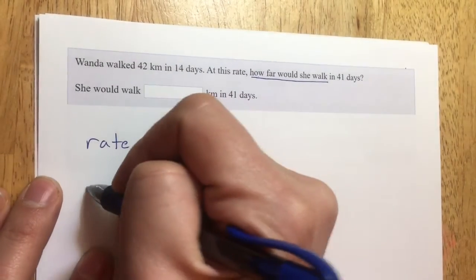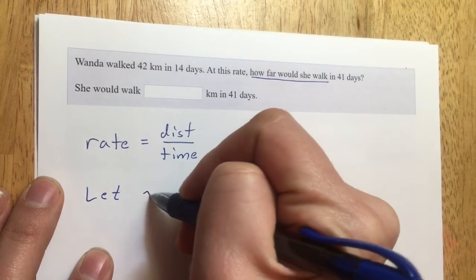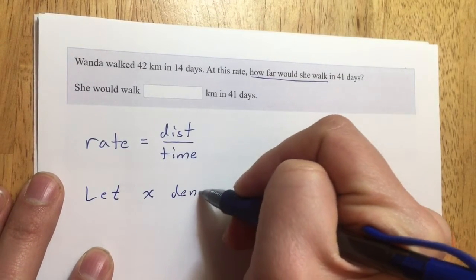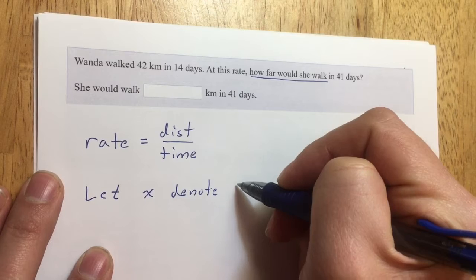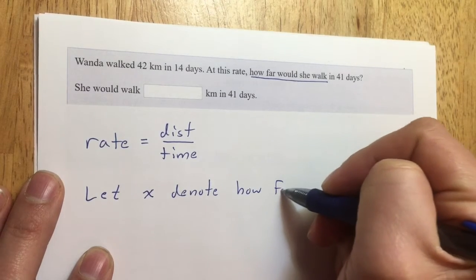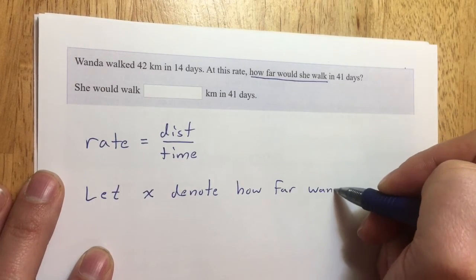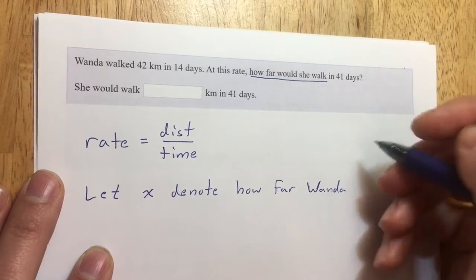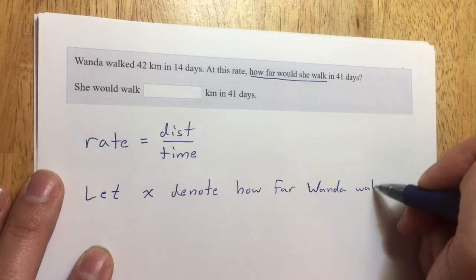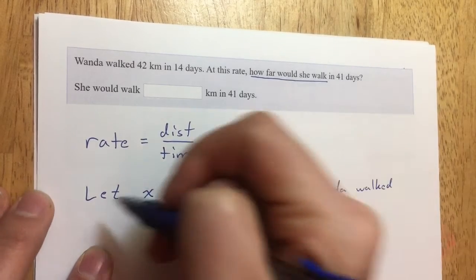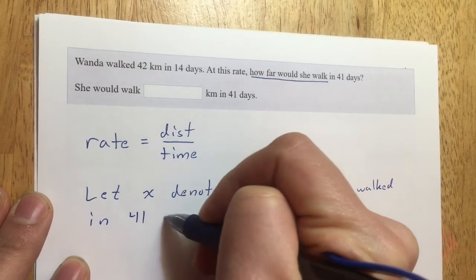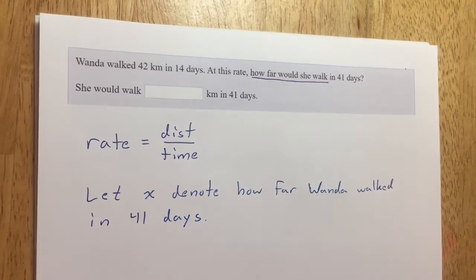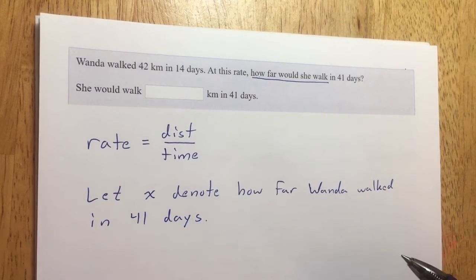All right, so I'm going to say let x denote how far Wanda walked in 41 days. Okay, so what I'm going to do is try to write down an equation involving x that I can then try to solve, and that'll give me the answer.